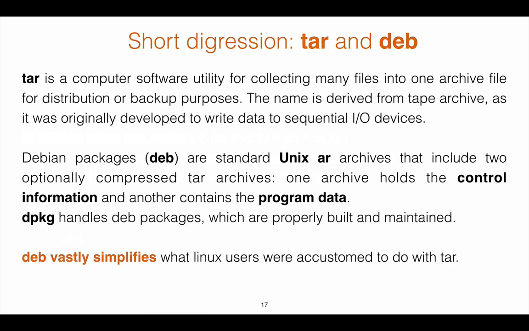Tar and Deb. Tar, as you know, is an archiving tool, a software utility that allows you to package stuff together. Deb or Debian packages are standard Unix ar archives that include two optionally compressed tar archives. One holds the control information. The other one contains the program data. And dpkg is the tool that you use to handle these packages, which are properly built and maintained by maintainers. Deb vastly simplifies what Linux users were accustomed to doing with tar. And in fact, I would say that either Deb or RPMs are now by far the most popular way to handle software packages in Linux.